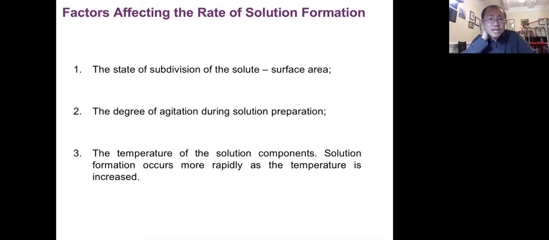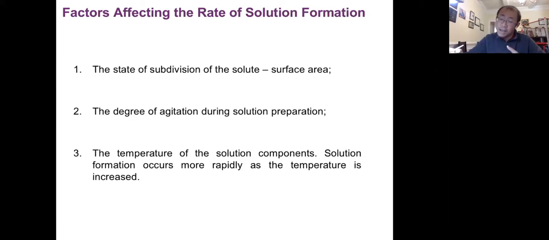Now, here are 3 factors, 3 methods when we try to dissolve something. For example, if you want to dissolve sugar or salt in solution, here are 3 methods or factors that can help to improve how fast the thing can be dissolved. The first one is increase the subdivision of the solids, means make it finer. Instead of dissolving granular sugar, you can dissolve sugar powder.